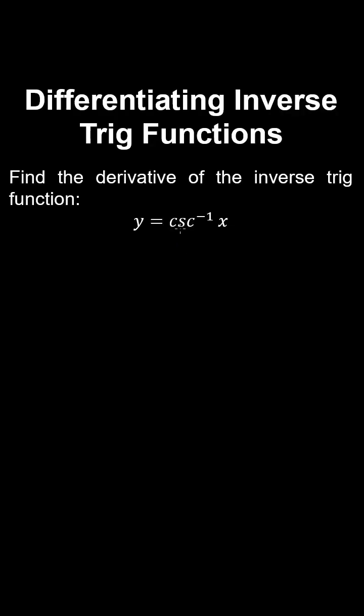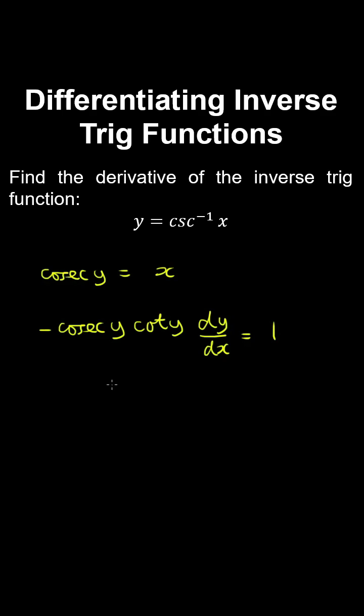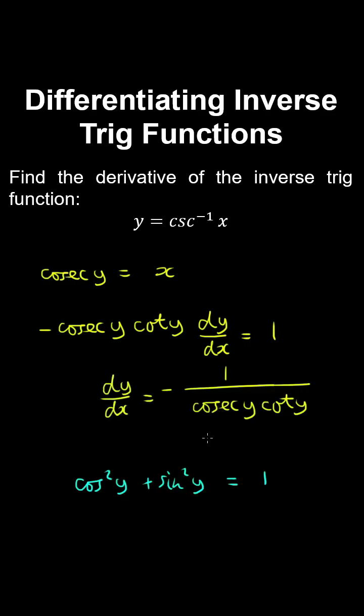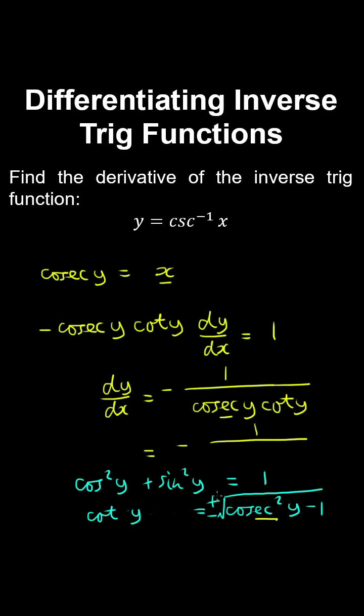Let's differentiate the arc cosec of x. So if we take the cosec of both sides, and use implicit differentiation, and solve for dy dx, now we can apply our trig identity, and if we divide through by sine squared y, to get an expression for cosec y, now we can subtract 1 from both sides, and take the square root of both sides. And recognizing that cosec y is equal to x, we can substitute into this derivative. And we'll take the positive root.